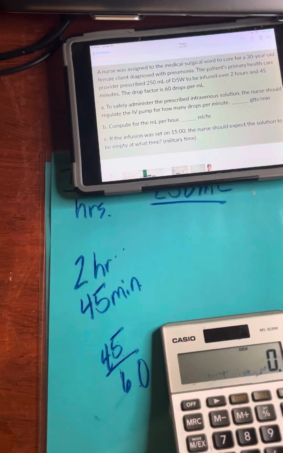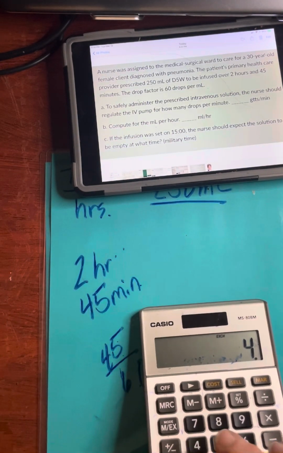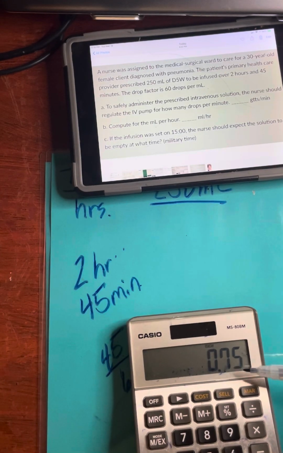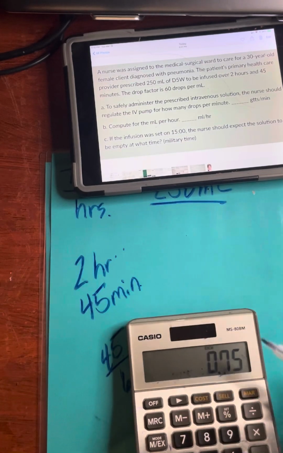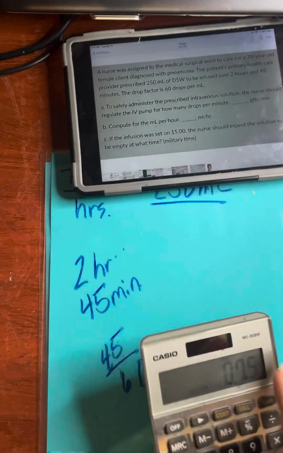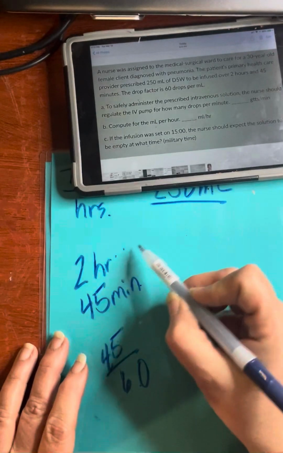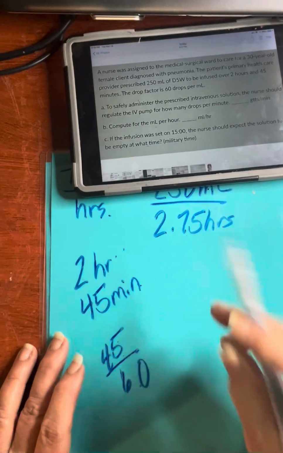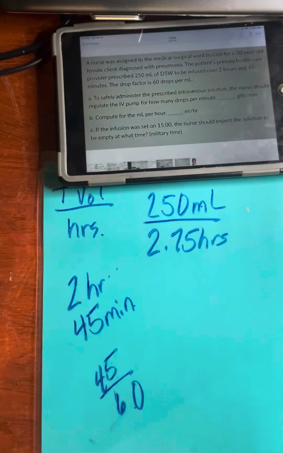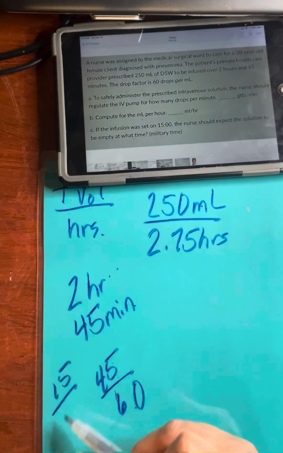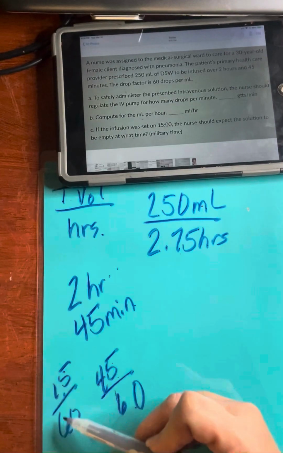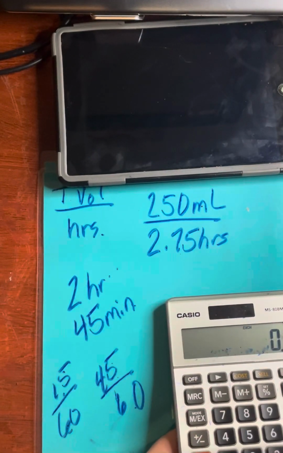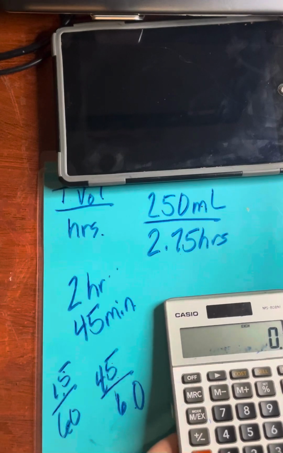Get your calculator and let's do it together. 45 divided by 60 equals 0.75. So 45 minutes is 0.75 of an hour. And so we would just add 2.75 hours. That's how we would do it. I don't care if they give you 15 minutes. We're putting it over 60, and we're going to divide it out. That divided by that. And it's going to give you a decimal, and you'll add it to whatever hours they have and move on with life.